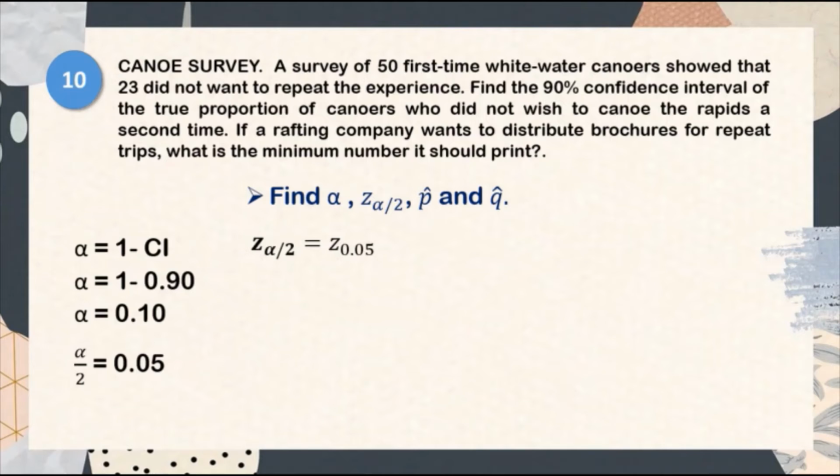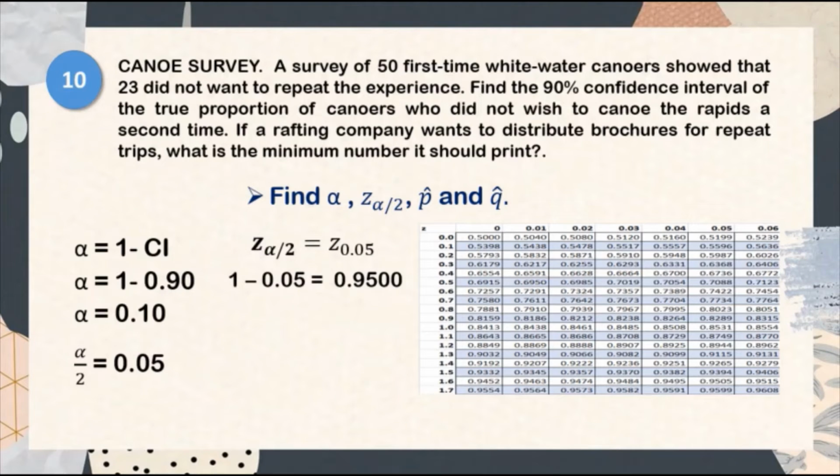If we consider the whole area of the normal distribution curve, we need to subtract 0.05 from 1. 1 minus 0.05 is equal to 0.9500. Then we need to find the corresponding z value obtained from Table E. As you can see on Table E, the nearest value to 0.9500 is 0.9505. Using this, the z value will be 1.65. Therefore, z sub alpha over 2 is equal to 1.65.